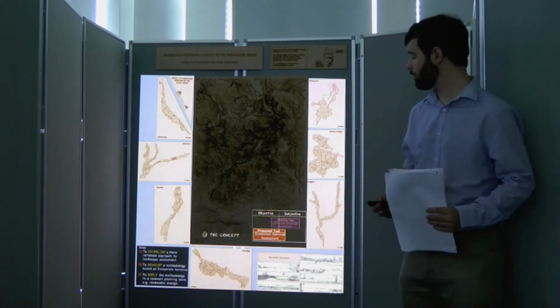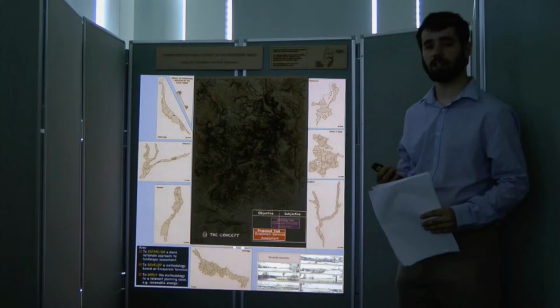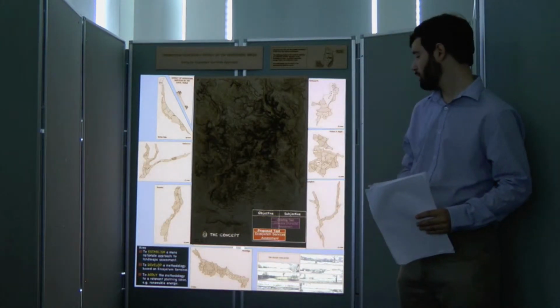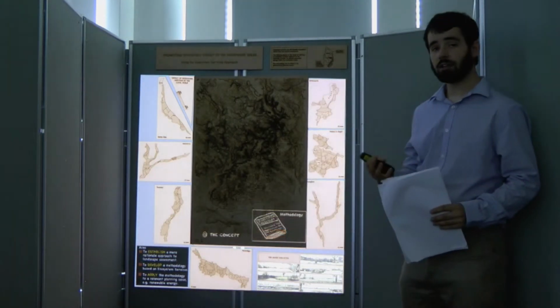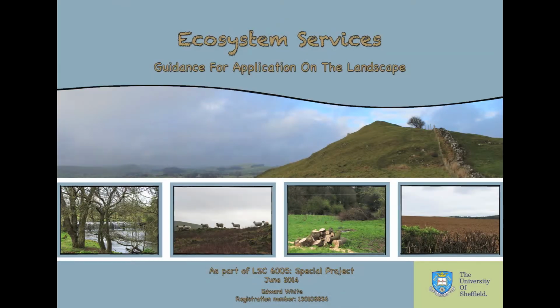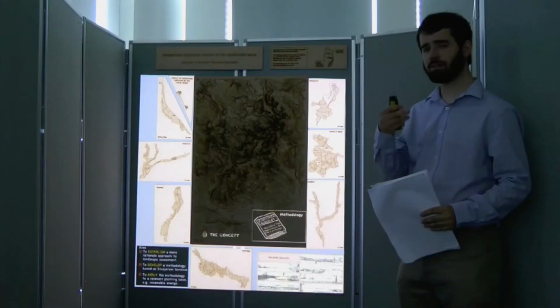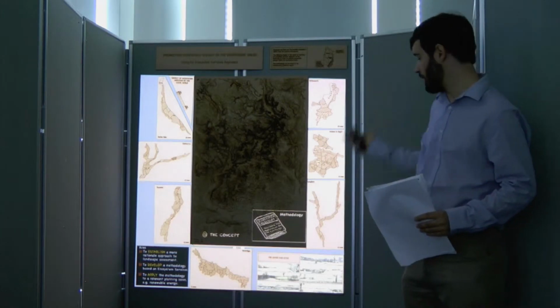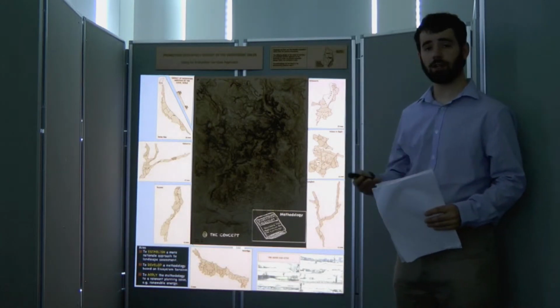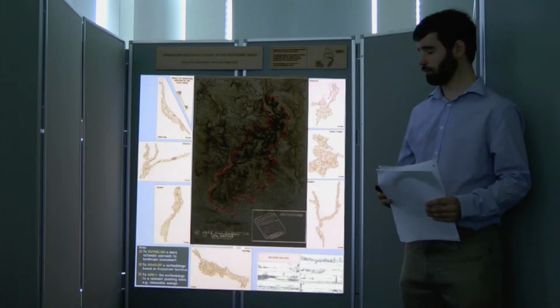So my aims for this project are firstly to establish a more rational approach to landscape assessment, to develop a methodology based on ecosystem services. Now, I've written a guidance document that features this methodology, and I will be referring back to this throughout the presentation. And then this methodology is to be applied to a relevant planning issue, and the example I'm using in this presentation is promoting renewable energy within the landscape.